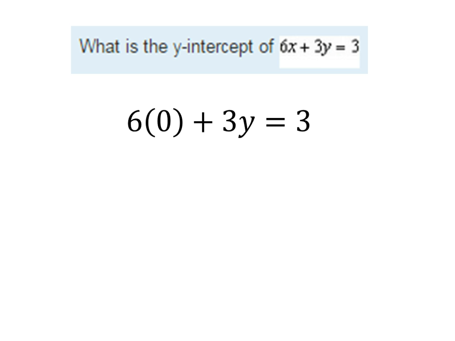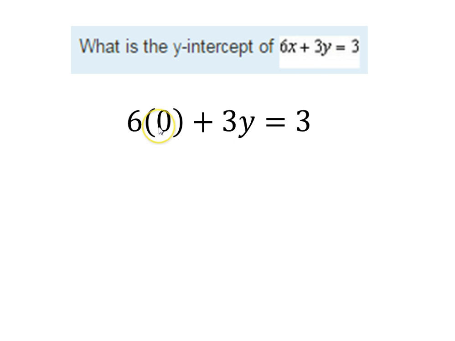So what I'm going to do here is plug in 0 for x, because if I'm looking for the y-intercept, x needs to be 0. So we have 6 times 0 plus 3 times y equals 3. And whatever our value of y is will be our y-intercept for this equation.